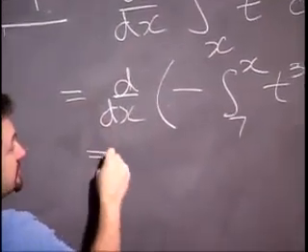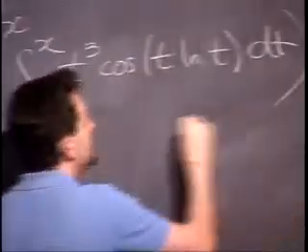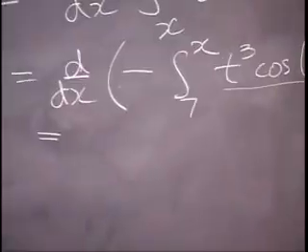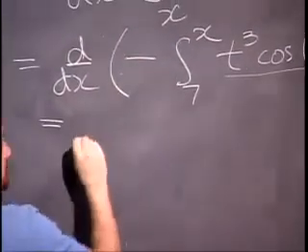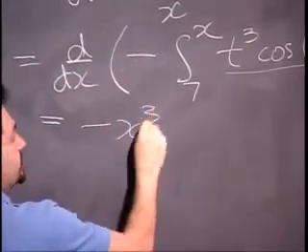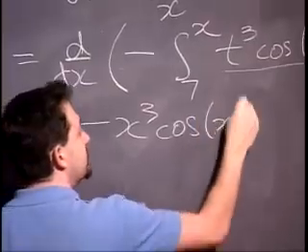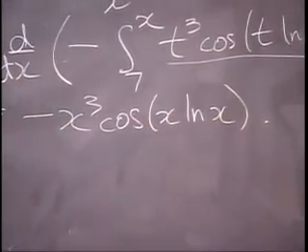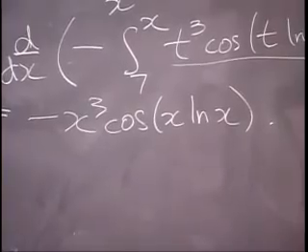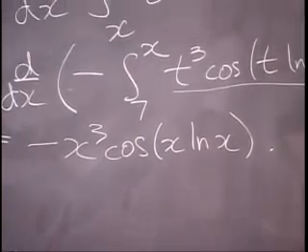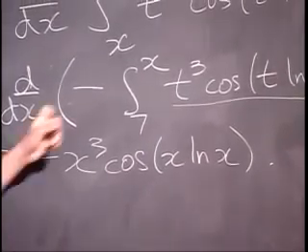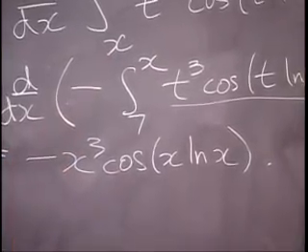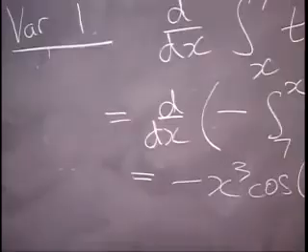Of course, I've got a minus, but that just comes straight out through the derivative. And so now I can just take this integrand, change t to x. Don't forget about the minus, and I get minus x cubed cosine x log x. Not plus c and no t. It's all x. So the only difference in variation 1, where the variable's on the left-hand endpoint, is you've got to switch the bounds but introduce a minus sign.